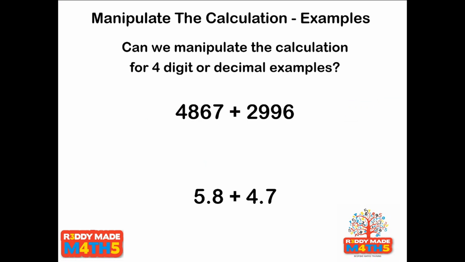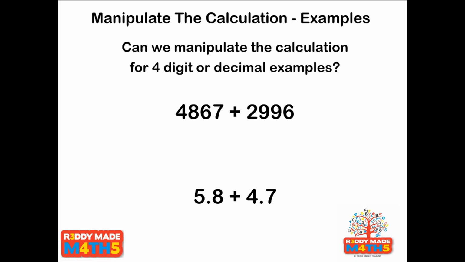Just a couple of examples to try yourself. A 4-digit one and a decimal one. We should be used to the strategy by now. So rather than rounding and adjusting, can we alter either of those calculations or both those calculations to make them easier using manipulate the calculation?